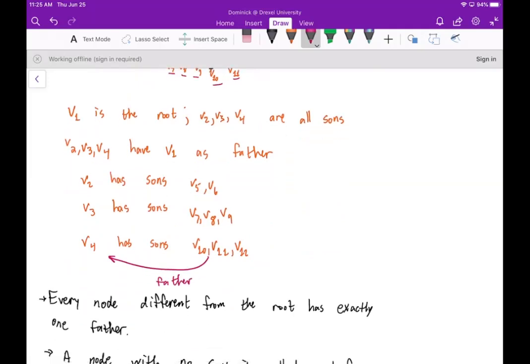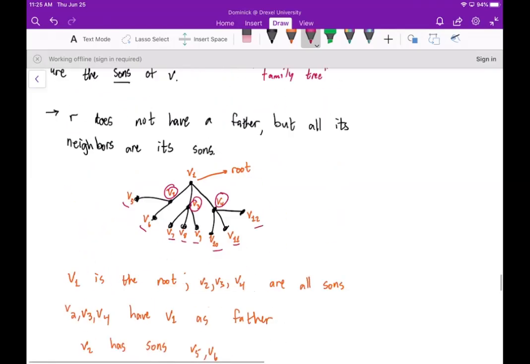Okay. Now, every node different from the root has exactly one father, right? For obvious reasons, because if we were to have a father, say, over here, then this father would have had to come from the root, and now you have a cycle, which of course is no good in a tree.